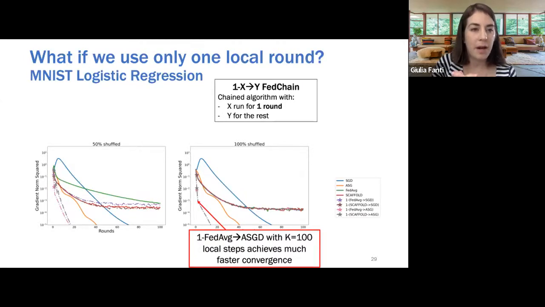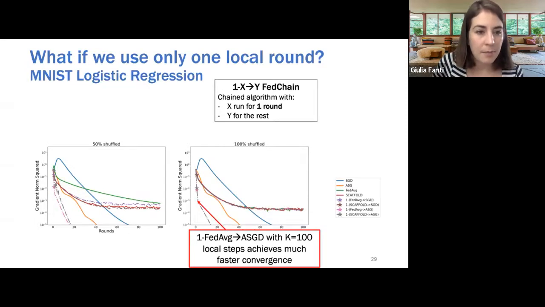So going back to our MNIST Logistic Regression problem, I'm showing you on this slide plots that use a variant of FedChain where we use a single round of our local algorithm, and we run that for many local iterations. And then we use our global algorithm for the rest of the R rounds, R minus 1 rounds.